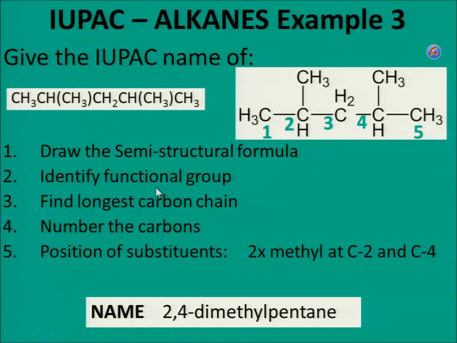Now you have to follow the steps. Identify the functional group. There are only single bonds, so it needs to be an alkane. Find the longest carbon chain. 1, 2, 3, 4, 5 carbons, therefore pentane. Number the carbons, and now you have to report the position of the substituents. There is a methyl at carbon 2 and a methyl at carbon 4. Therefore, your name would be 2,4-dimethylpentane.